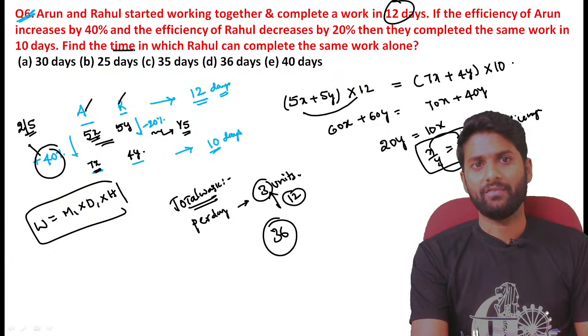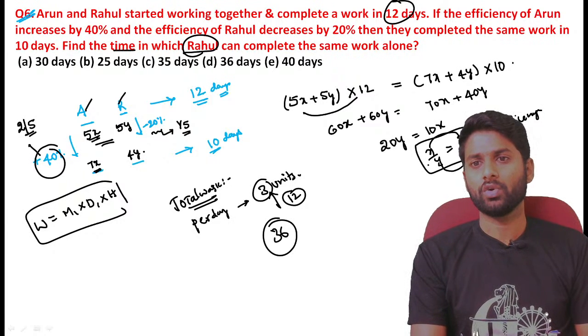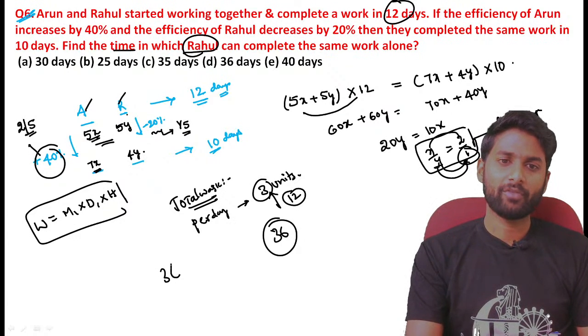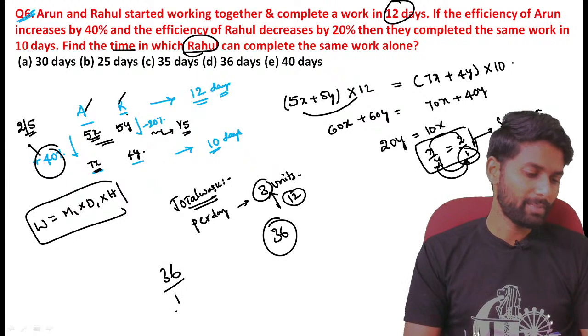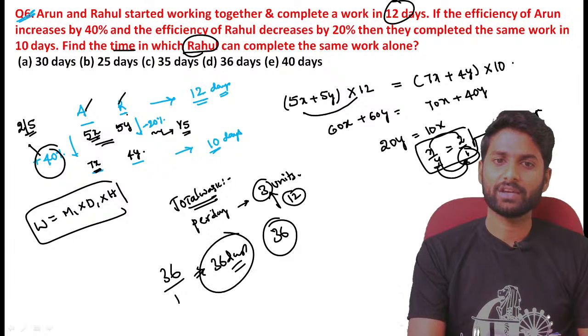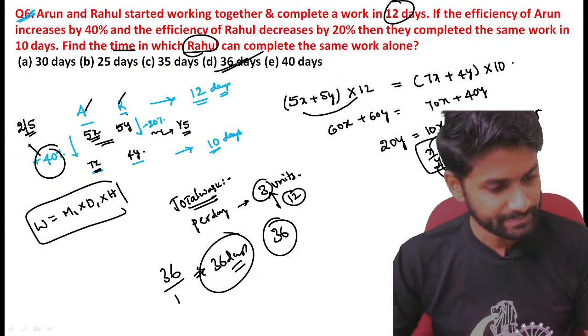What is the question? Find the time taken by Rahul. What is Rahul's efficiency? Here I can define Rahul's efficiency as Y. Y can perform 1 unit per day. If you want to complete 36 units, the value we can define as 36 days. So the work is completed in 36 days.